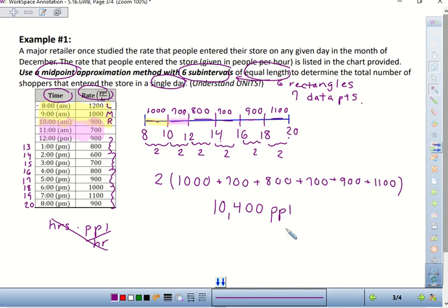Yes? So is it always just going to cancel? So you don't actually need to do that. No, you don't have to. That's just more for me to show you the reasoning. But yeah, that's correct. Any questions about this one? Okay. So basically that just means that if we estimate there's this many people that went through the store.